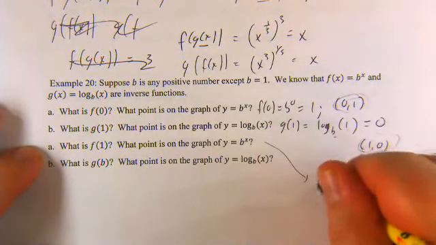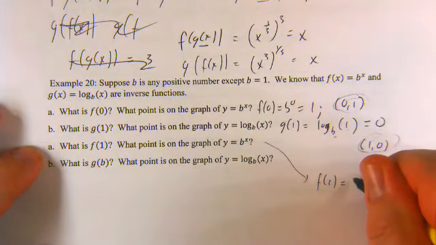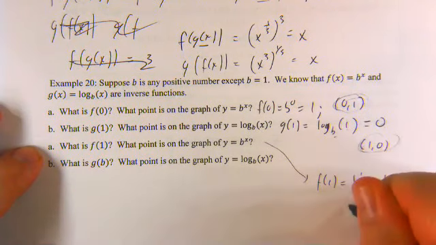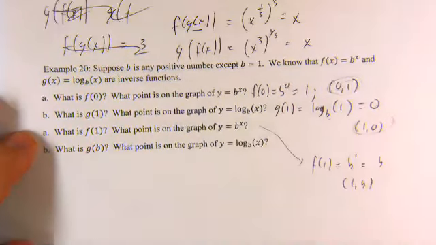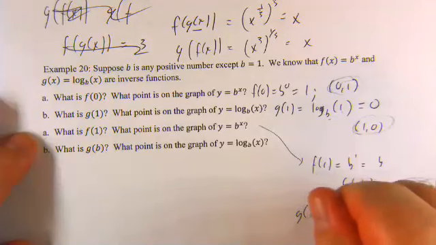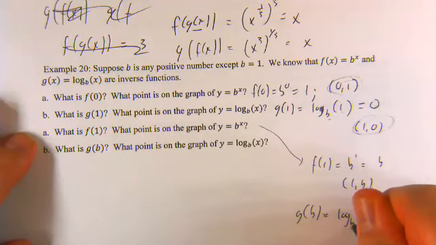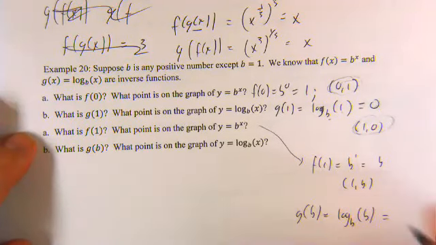So f of 1 equals b to the 1 equals b. So the point 1 comma b is on that graph. G of b, though, is log base b of b. What is that equal to? Well, what power do you raise b to get b itself? Or just 1?